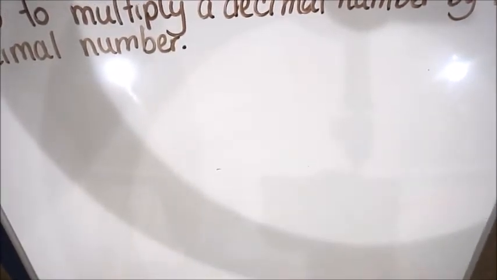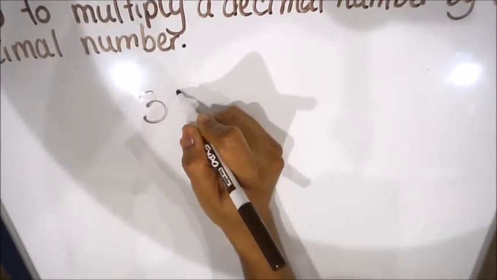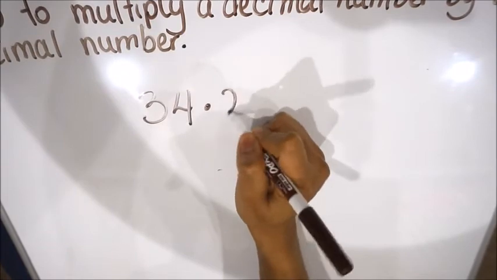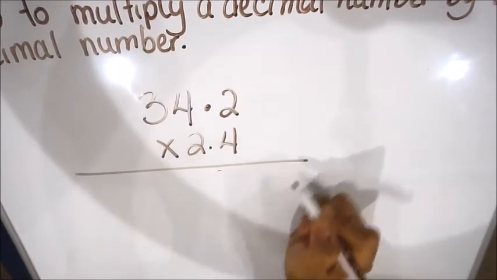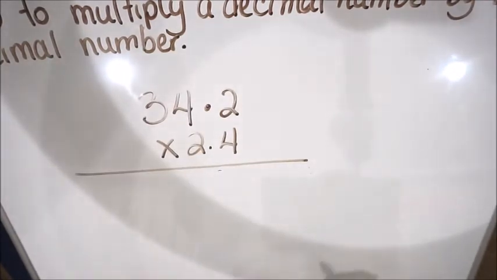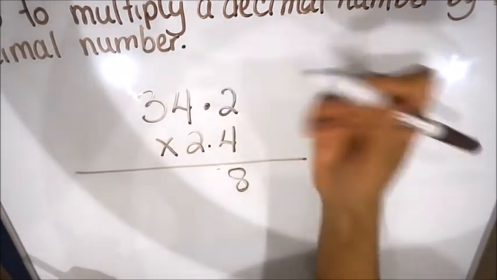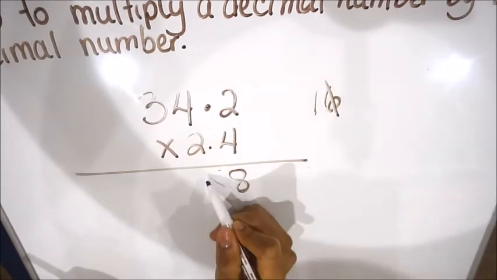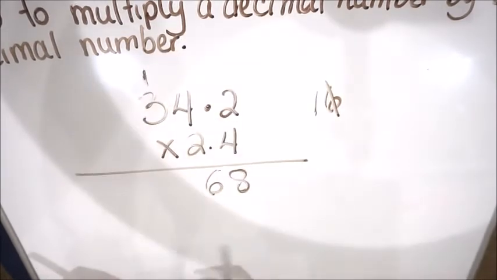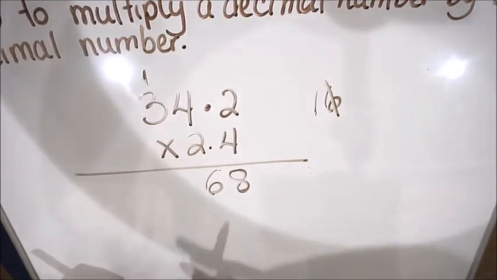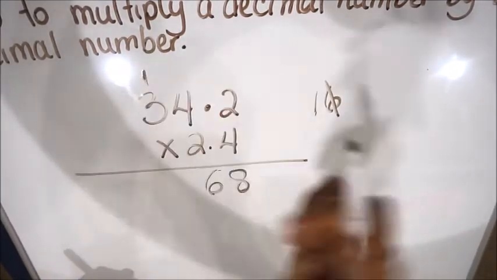Erase that really quickly. And I'm going to use 34 and 2/10 times 2 and 4/10. We're going to multiply that. 4 times 2 is 8. 4 times 4 is 16. Cross my 6, place it right here, and carry my 1 over to my tenths place where my 3 is. Then I'm going to say 4 times 3 is 12. 12 plus 1 is 13.